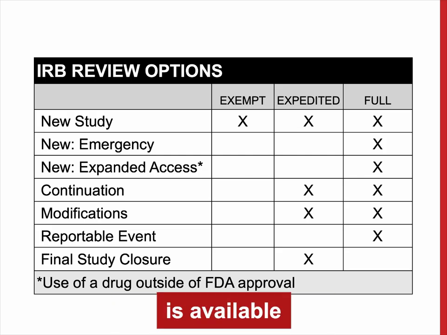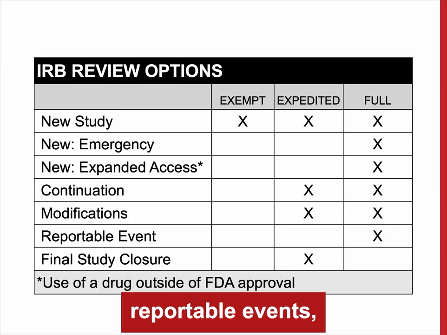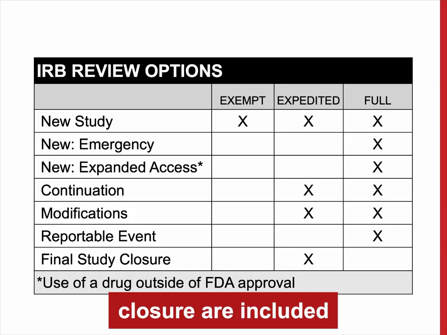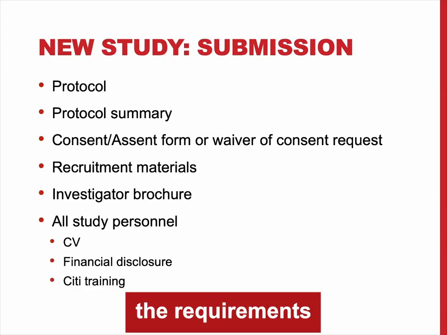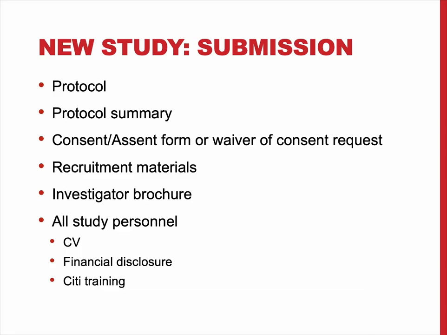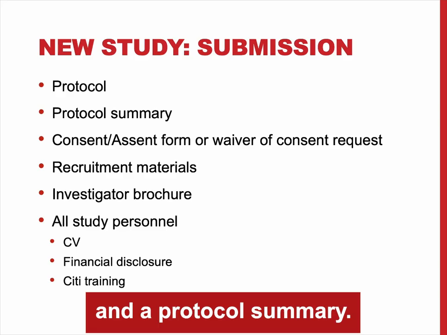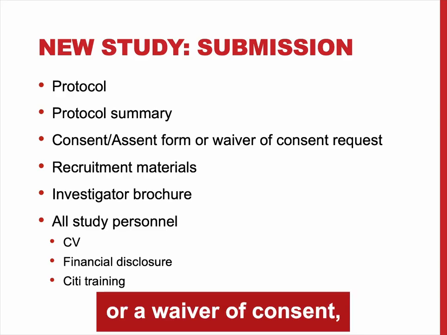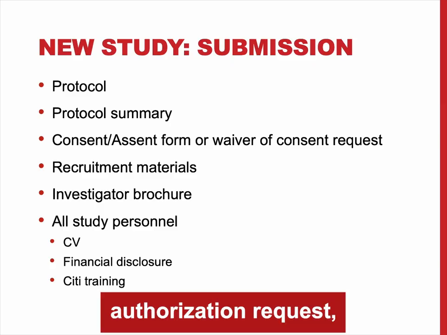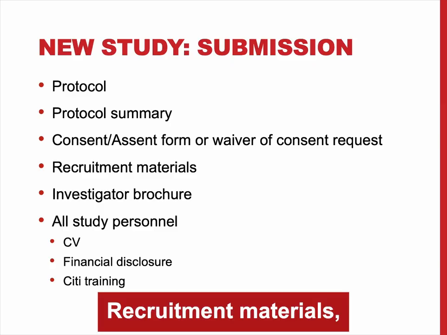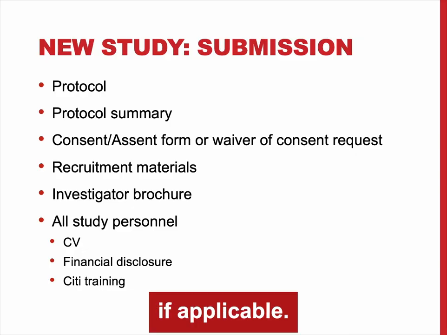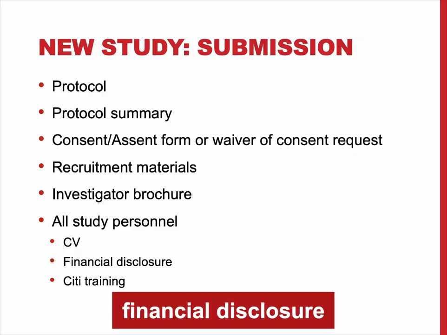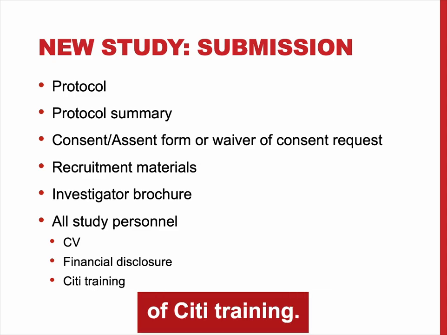The type of reviews available for continuations, modification, reportable events, and final study closure are included in this table. These are the requirements for submission of a new protocol. The protocol must include a full research protocol and a protocol summary, a consent, assent, authorization form, or a waiver of consent, assent, authorization request, recruitment materials, and an investigator brochure if applicable. In addition, all study personnel must submit a CV, financial disclosure, and proof of CITI training.